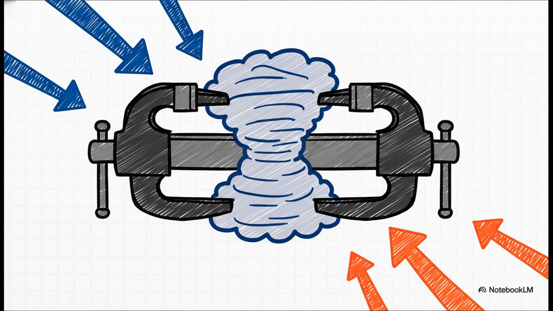So what happens next is this just violent collision inside the storm. You've got this pocket of rain-cooled air. It gets really dense and heavy, and it just crashes toward the ground.